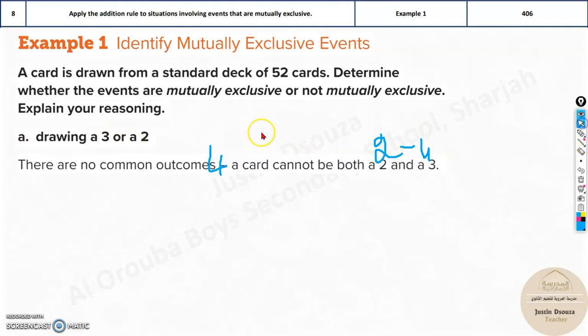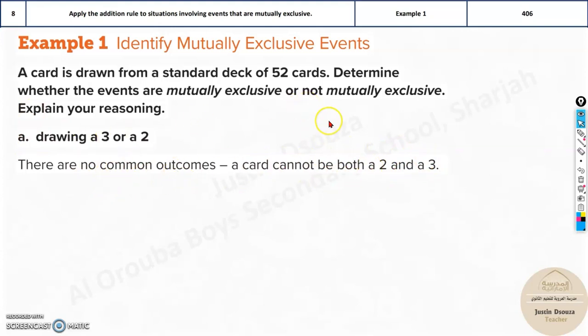So this is not mutually exclusive, nothing. There is no common outcome. There is no overlapping of anything. So it's not mutually exclusive. A card cannot be both a 2 and a 3. But then what is not, sorry, I'm very sorry.